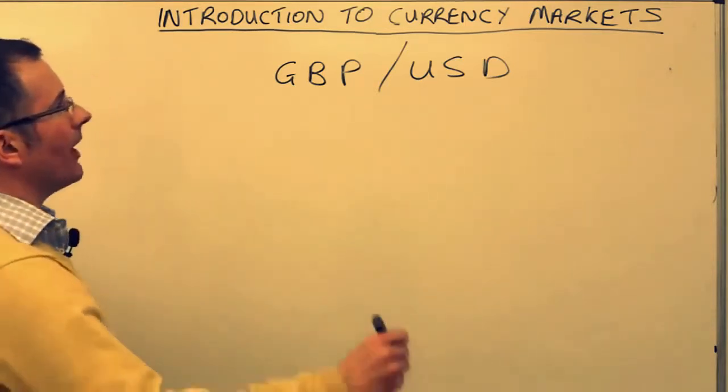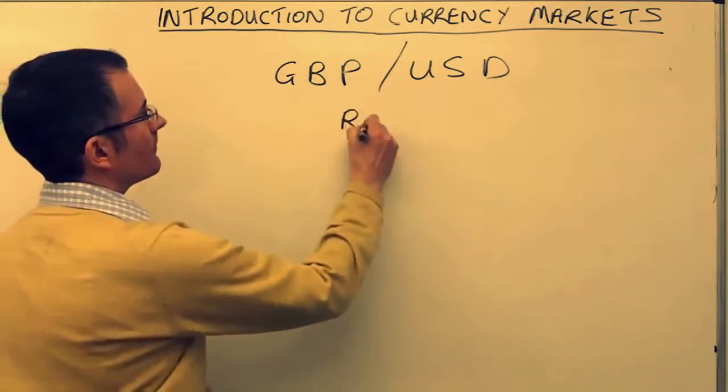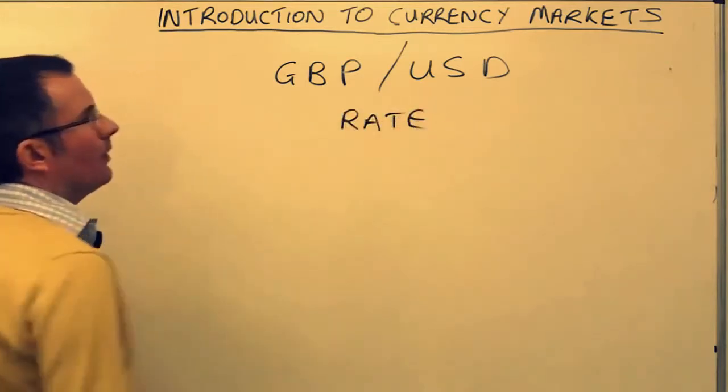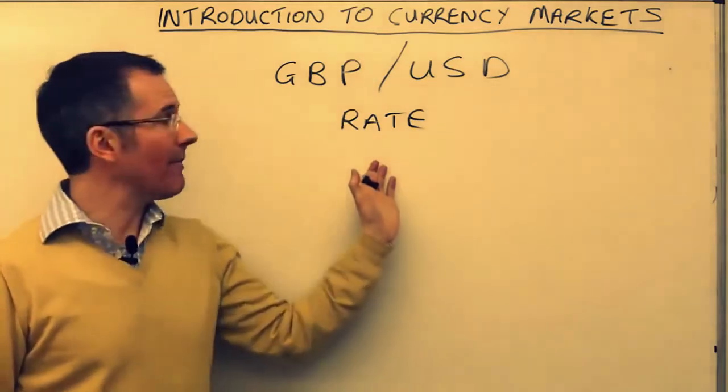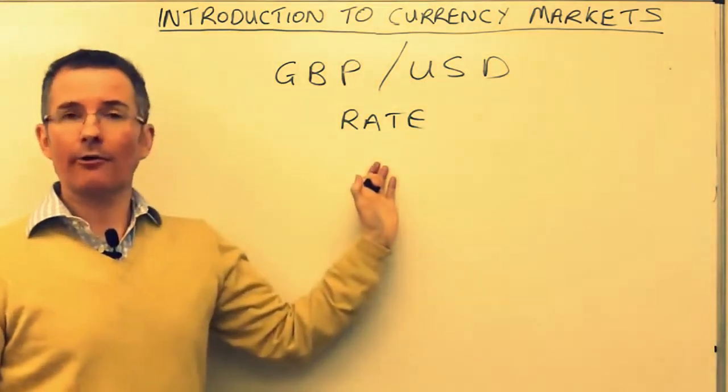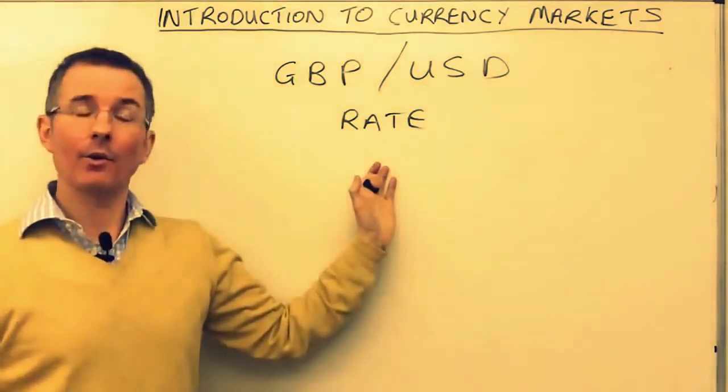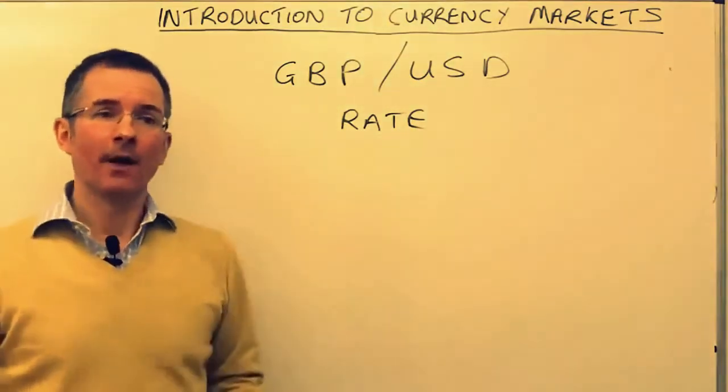So what I mean by that is a typical rate will come with two prices. Just like when you buy your holiday money. You walk into the bank and you say, I'd like some dollars to go on holiday, and they say, fine, we'll sell you dollars at this rate.